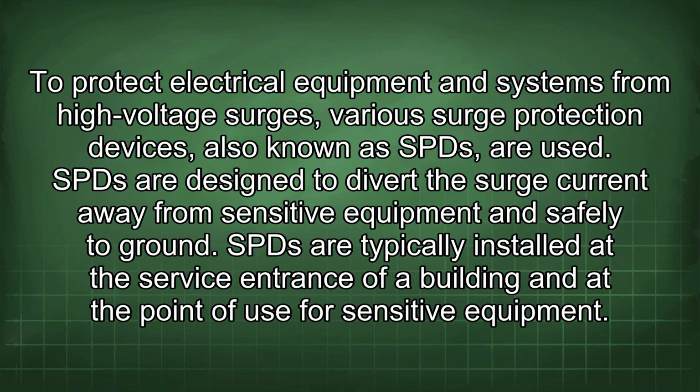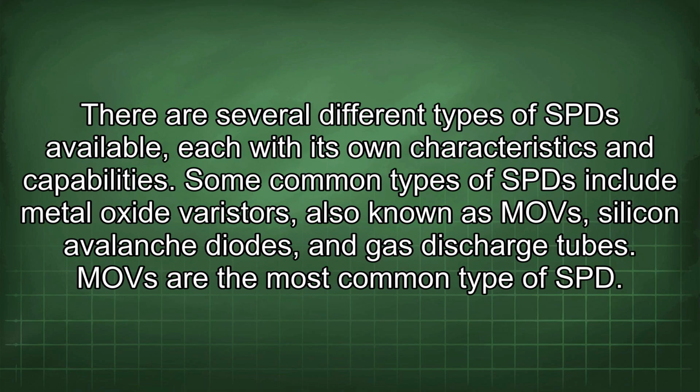To protect electrical equipment and systems from high voltage surges, various surge protection devices, also known as SPD, are used. SPD are designed to divert the surge current away from sensitive equipment and safely to ground. SPD are typically installed at the service entrance of a building and at the point of use for sensitive equipment. There are several different types of SPD available, each with its own characteristics and capabilities. Some common types of SPD include metal oxide varistors, also known as MOV, silicon avalanche diodes, and gas discharge tubes.